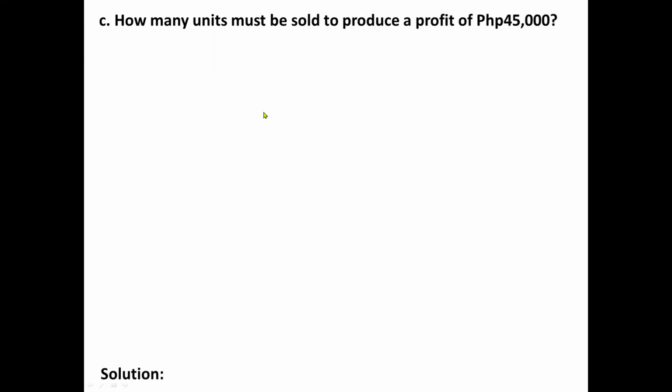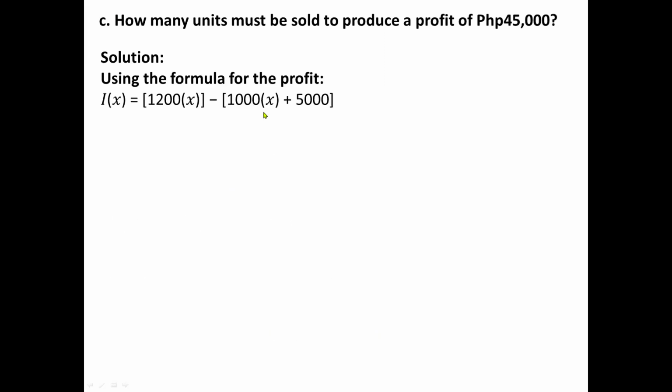So if we do that, our I of x has a value. Earlier, we were looking for the profit given the number of products sold. Now, given the profit, we are asked to find how many must be sold. So that is our equation. In this given formula, I of x is given, and that is 45,000. I just simplified it. Why did our given become like this? Why 200x minus 5,000?